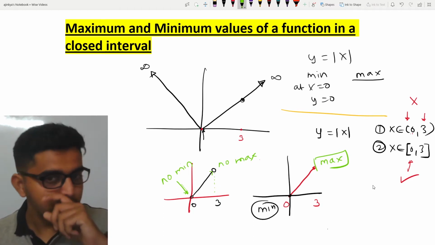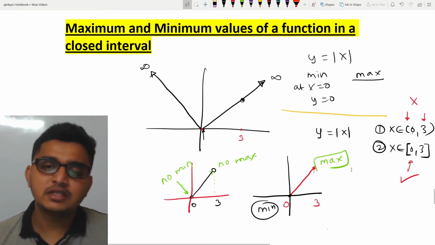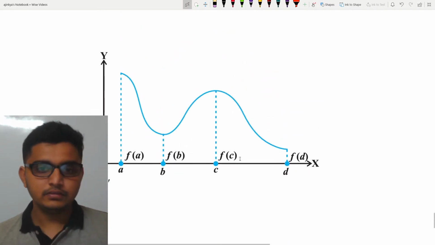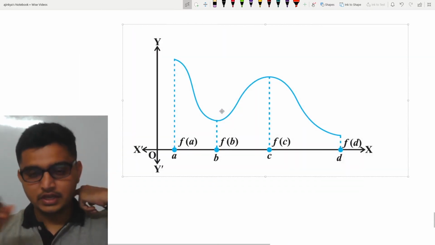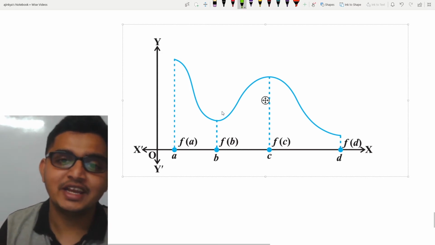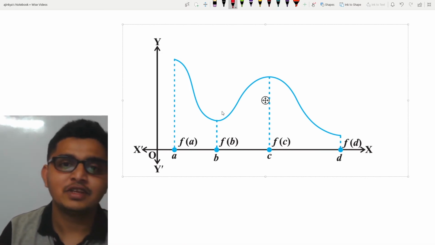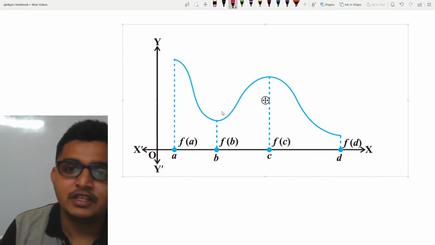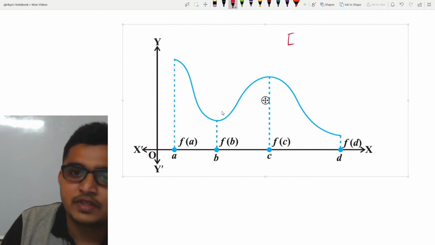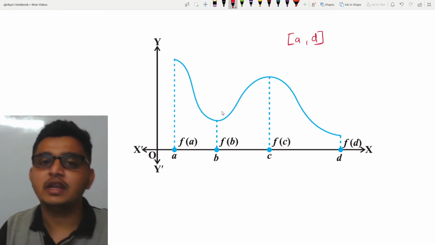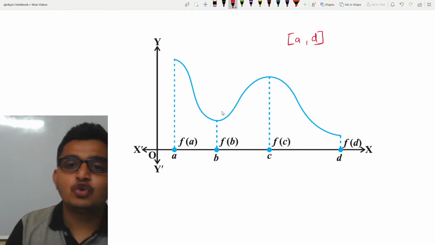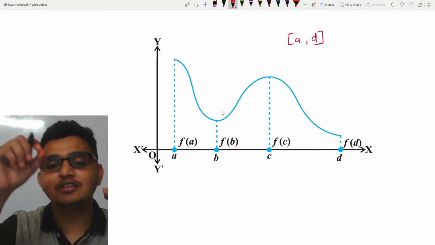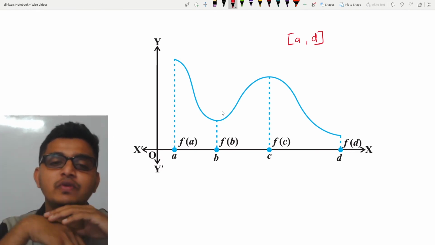Now we'll check why we have learned this and what the main purpose behind learning this is. We have learned that there are minimum values in a closed interval and maximum values in a closed interval. Let's say the closed interval given is a to d, and you can see that there are two local maximum points and two local minimum points, and this is going to help you understand why we give closed intervals.